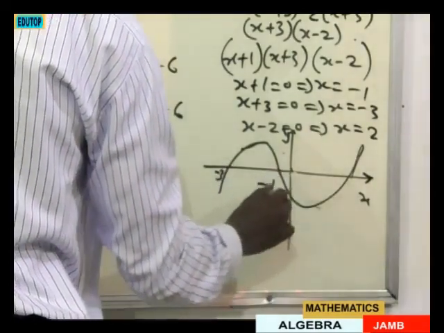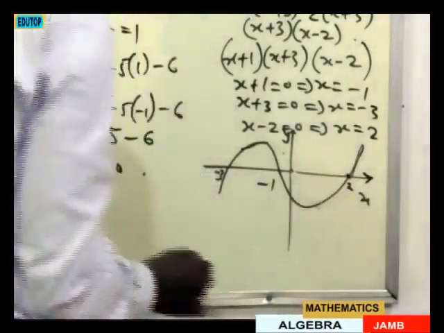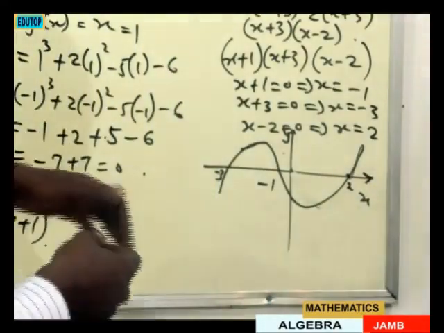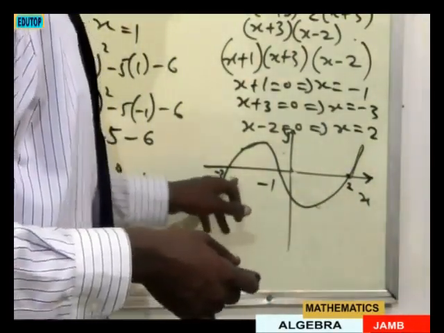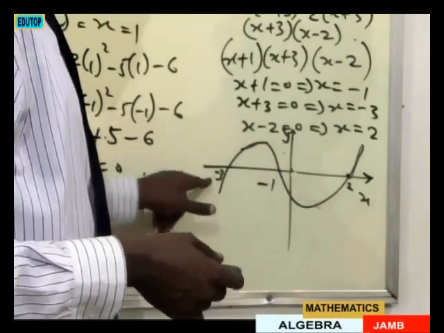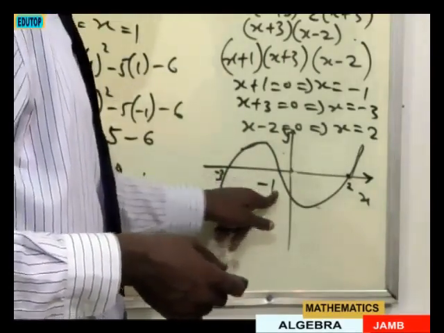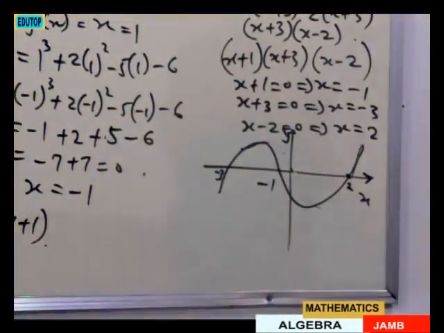At this point, it's -1. At this point, it's now 2. You can see what I'm talking about. So that's the way you have it. So it will cut to the 3 critical values, x equals to -3, -1, and 2. So let's go to our option and see how it will look like.